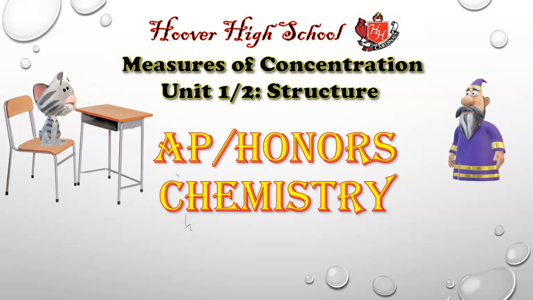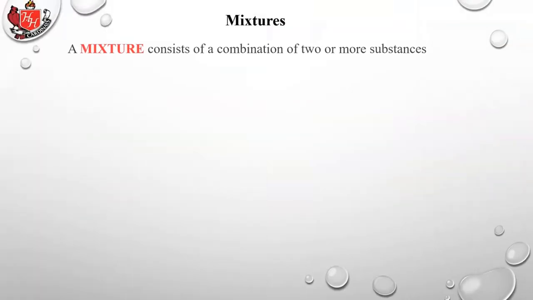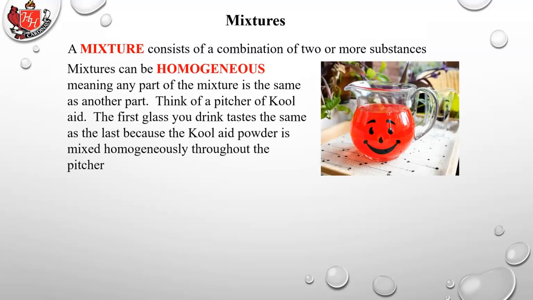Alright, chemistry, this lesson is on measures of concentration. So a mixture consists of a combination of two or more substances. Mixtures can be homogeneous, meaning any part of the mixture is the same as another part.